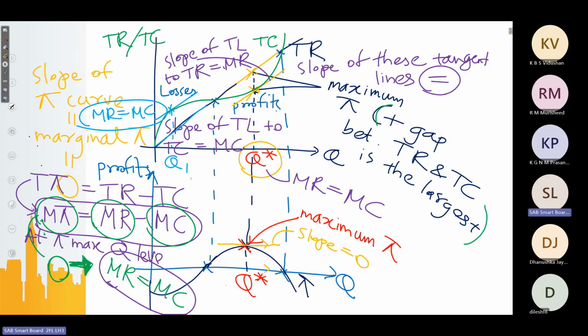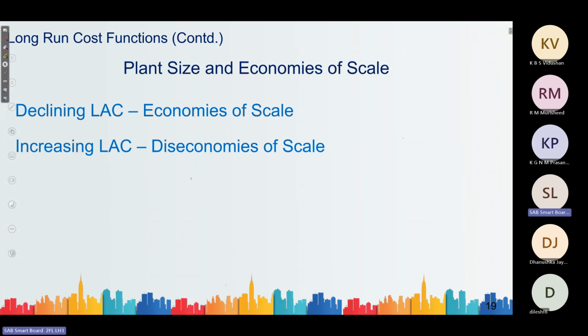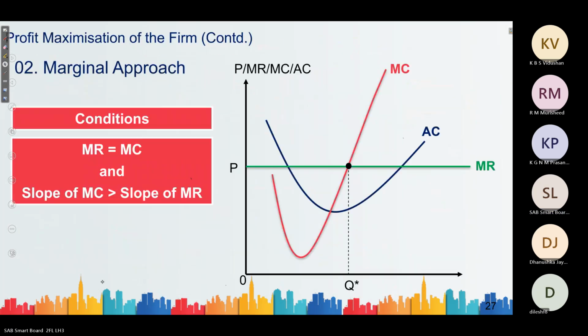So there should be another condition to confirm that the firm is experiencing profit maximization. The firm is experiencing maximum profit when MR equals MC. So MR equals MC condition is the first condition. There should be another condition: slope of marginal cost should be greater than slope of marginal revenue.